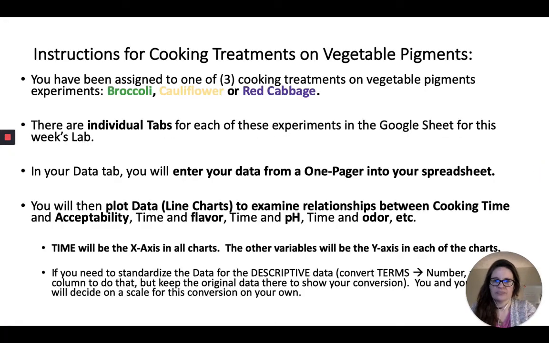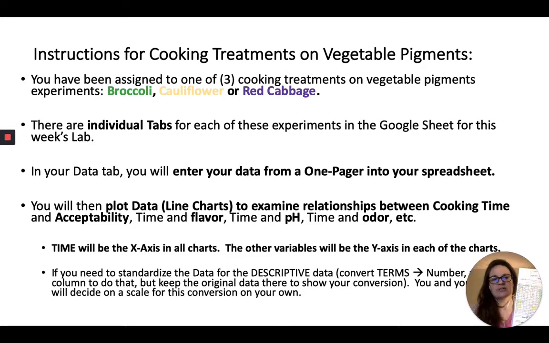Okay, so here's your instructions. Again, you've been assigned to one of the 3 cooking treatments on vegetable pigments: either the broccoli, the cauliflower, or the red cabbage. There's going to be an individual tab for each of these experiments on the Google Sheet for this week's lab. In your data tab, you're going to enter the data from a one-pager.